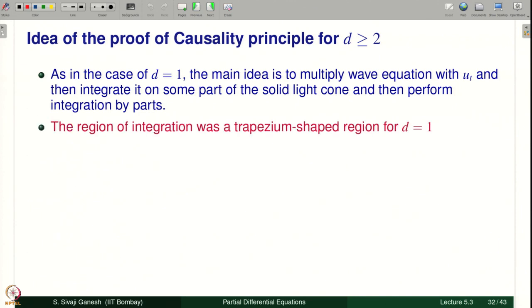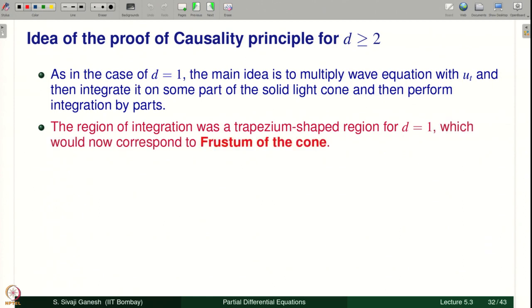The region of integration was a trapezium shaped region for d equal to 1, which would now correspond to a frustum of the cone. That is the reason why we use the notation F to denote the trapezium shaped region in d equal to 1, frustum of the cone. So, imagine this is the kind of cone, okay. You cut this, so you have this. So, this is the frustum of the cone. You have a bottom portion, you have a top portion and you have a lateral portion.